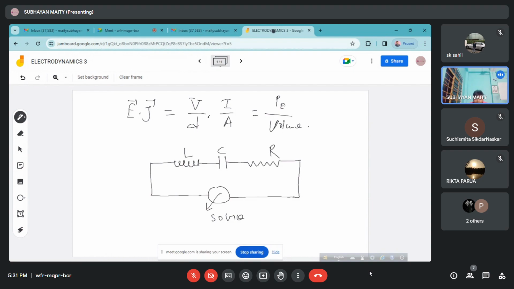So L corresponds to the magnetic energy, because it can store the magnetic energy, C can store the electric energy, and this is the ohmic device. It may be the fan, it may be the electric motor or anything, through which electromagnetic energy can be converted into other forms of energy, or other forms of energy can be converted into electromagnetic energy, which may be stored within C or L.